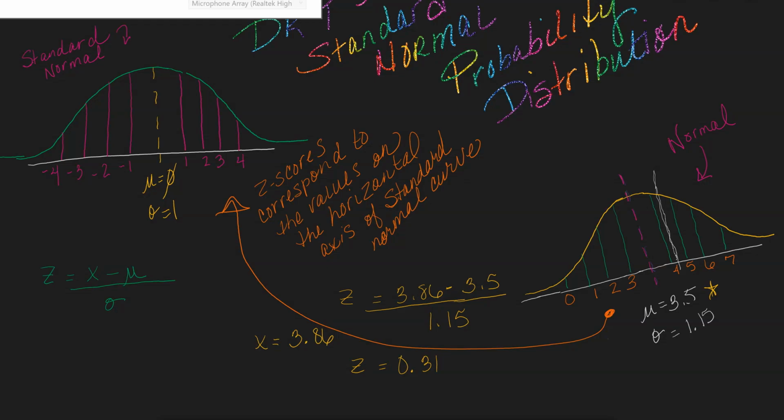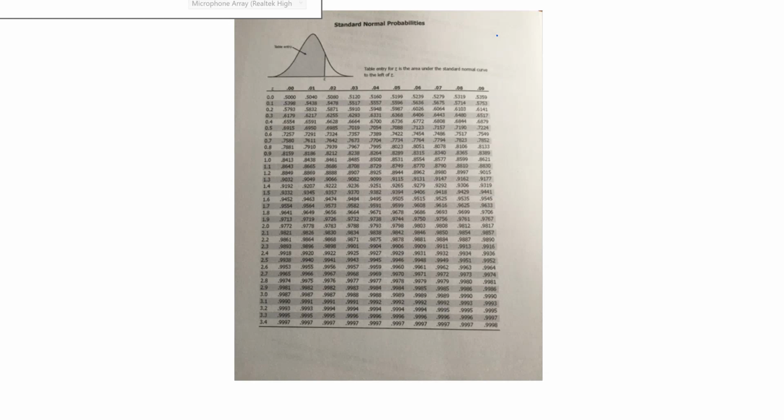Well, what does that mean? How am I going to get that under the standard normal curve? Still making no sense to me. Well, it's because we're missing a piece. What we need is called a z-table. Here is a z-table. Let me tell you how to use it. The z-score that we just figured out was equal to 0.31. All right, here is our z column.